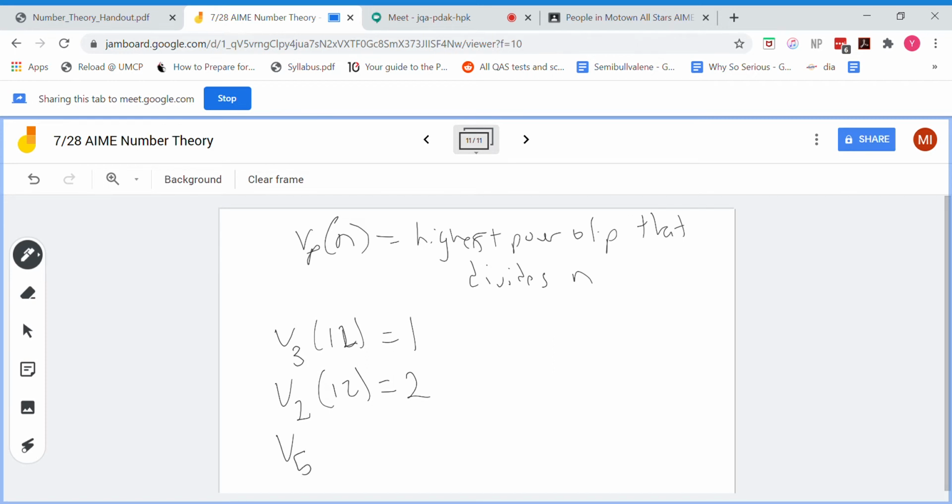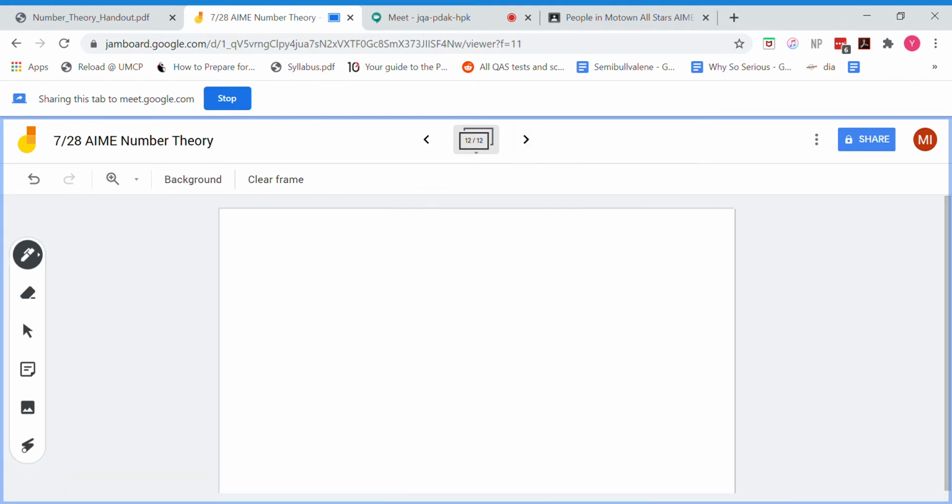And v sub 5 of 25 equals 2. Right? So it's just the highest power of p that divides n. And usually p is prime, but it can also not be prime. But usually it's prime. Alright? So the theorem of lifting the exponent basically states that v_p of a to the n minus b to the n equals v_p of a minus b plus v_p of n.